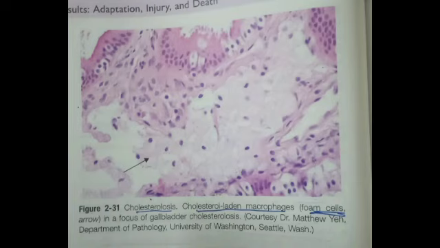Let's go to endogenous pigments. Lipofuscin is an insoluble pigment, which is not soluble, also known as lipochrome or wear and tear pigment. It is composed of polymers of lipids and phospholipids. If lipids and phospholipids are combined with protein, we say it is lipofuscin.